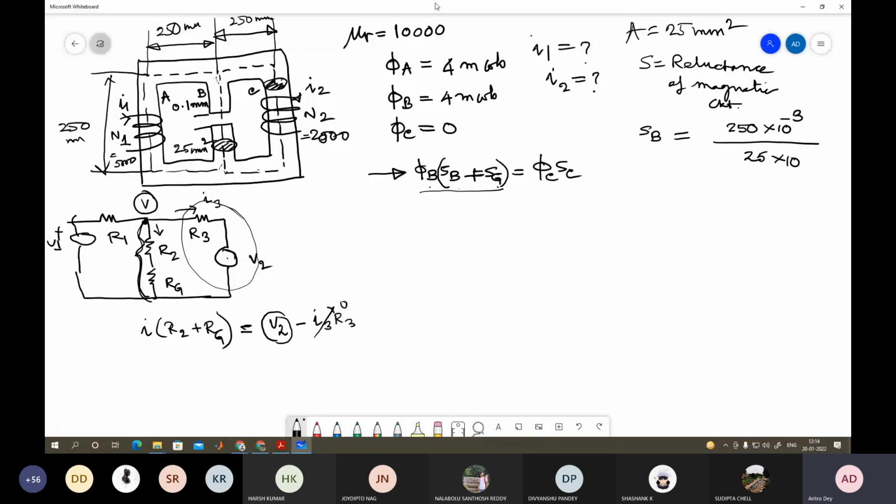So that is why we can write phi C into SC is equal to your N2 into I2. This is another equation. And what is your N1 I1, which is your MMF1? This is your MMF2 for coil 2. MMF1 will be equal to phi B into SB plus SG plus phi A into SA. So your phi A is given, phi B is given, and SB, SG and SC you have to calculate and substitute here.